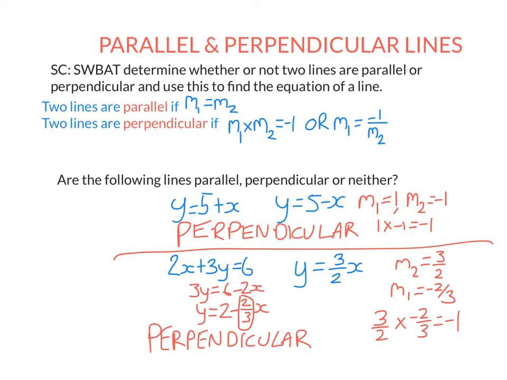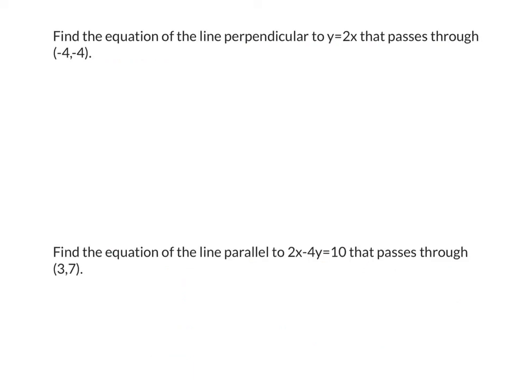Now let's look at using this to find the equation of a line. Let's do these questions here. Let's look at the first one. We're going to find the equation of the line perpendicular to y equals 2x that passes through -4, -4. We're going to use the same steps that we did when we were finding the equation that passed through 2 points. The first step is to find m. We won't use the 2-point formula because we don't have 2 points. We'll just use what we know about parallel and perpendicular lines.